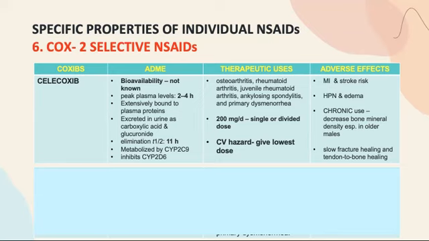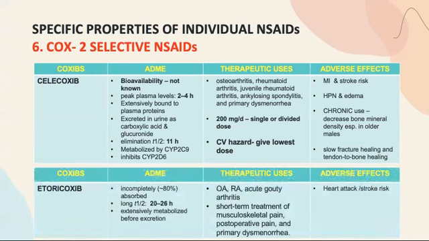Celecoxib confers a risk of myocardial infarction and stroke, and this appears to relate to dose and underlying risk of cardiovascular disease. Effects attributed to inhibition of prostaglandin production in the kidney, hypertension, and edema occur with non-selective COX inhibitors and also with celecoxib. The chronic use of celecoxib may decrease bone mineral density, particularly in older male patients. There is some suggestion that celecoxib may slow fracture healing and tendon to bone healing.